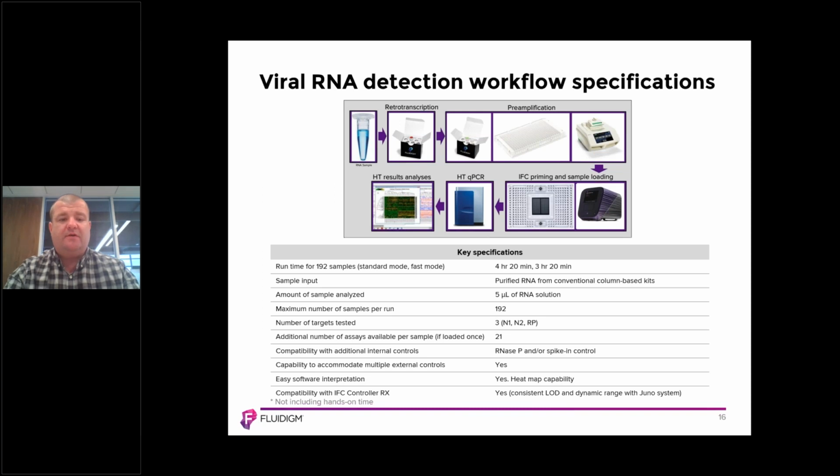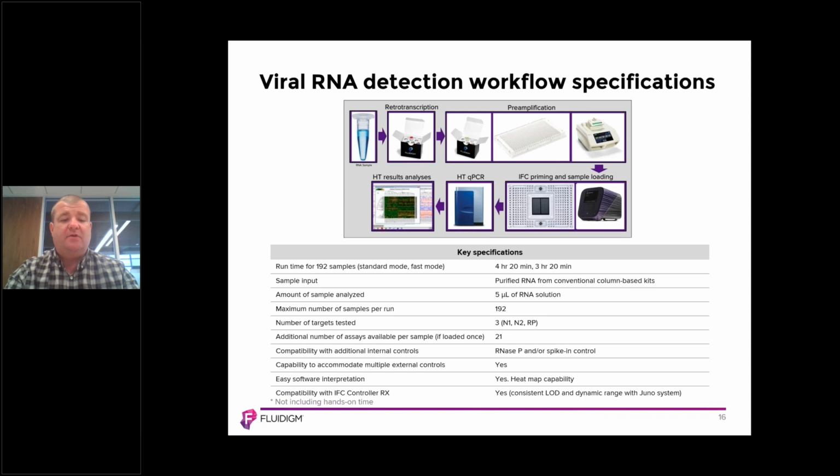The table below the workflow shows the key specifications. We won't go into detail of all of these, but we will take a couple of snapshots of the important ones. Examples include the runtime for the 192 samples. In standard mode, our runtime is 4 hours 20 minutes, and in fast mode, it's 3 hours 20 minutes.